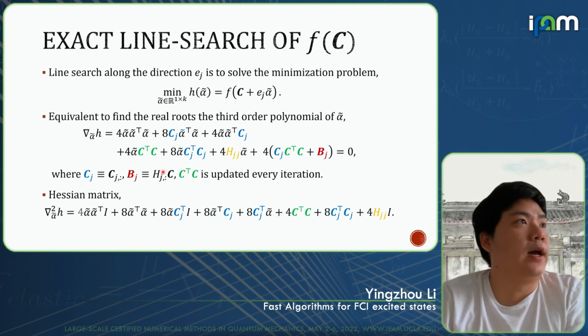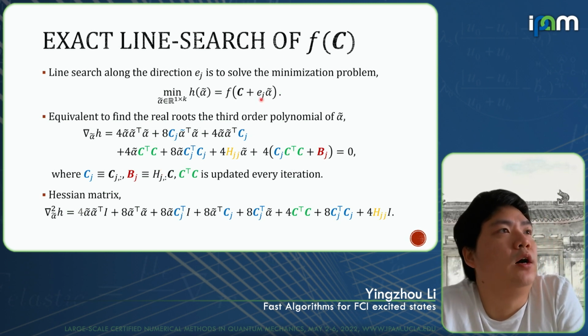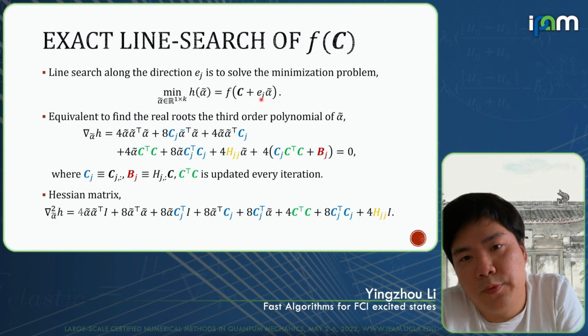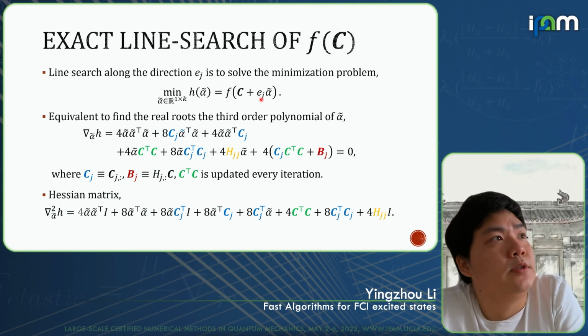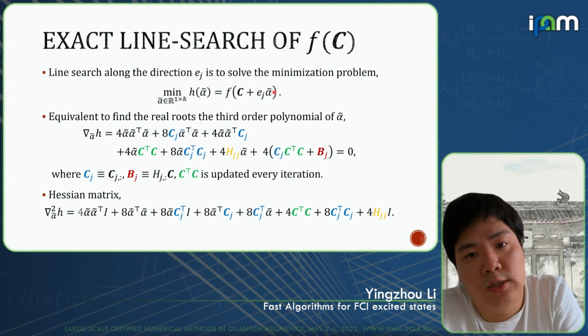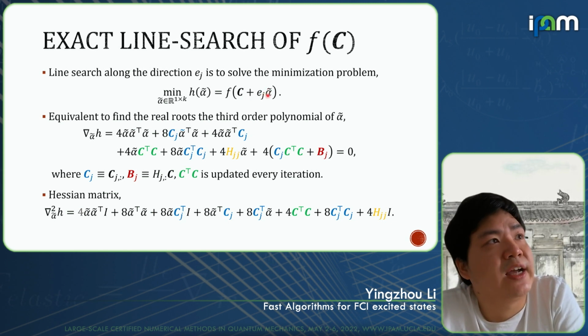Since we want to address this problem using optimization methods, line search will be a great help. Then we write down the line search problem. This is C plus EJ times alpha tilde. Alpha is a row vector of length k, and EJ is just one on the jth coordinate. So here we essentially mean we update a single row of the vector, the jth row. Then we can write it as an optimization problem for a variable of size k.